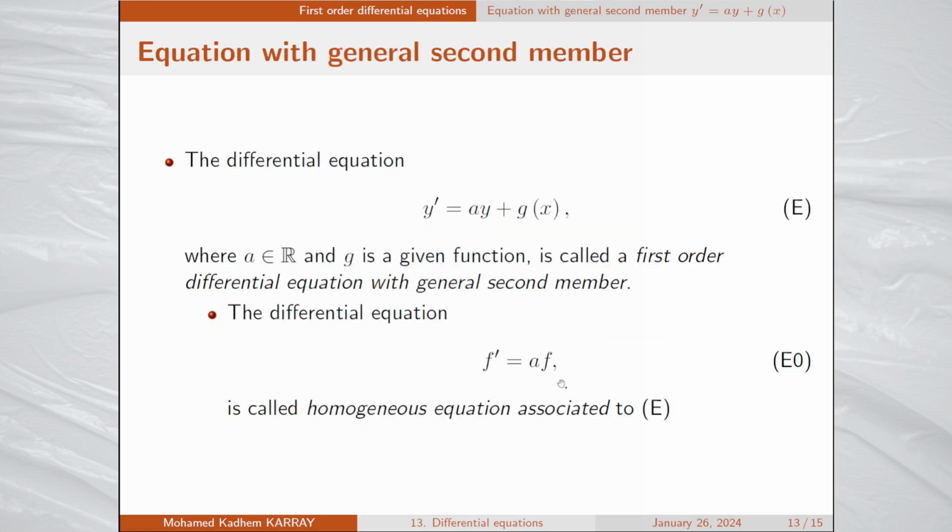In the last part of this lesson, we consider a differential equation in the form y prime equals ay plus some function g of x, where g is given. This is called first order differential equation with a general second member, which is this function g here. This is the general second member. The differential equation f prime equals af is called the homogeneous equation associated to our equation E.